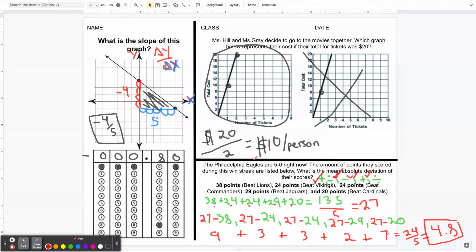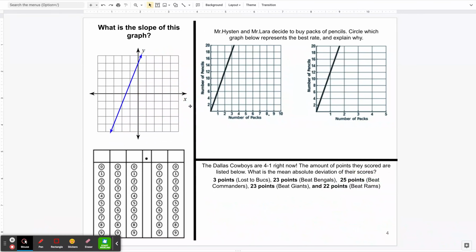It is now your job to do the next slide, okay? Or really for you, it's going to be paper. So same idea, same practice idea. You need to find slope, but first you'll need your perfect points, put it in grid format to figure out which pack of pencils Mr. Lotta and Mr. Heisen should buy, and find the mean absolute deviation of the Dallas Cowboys.